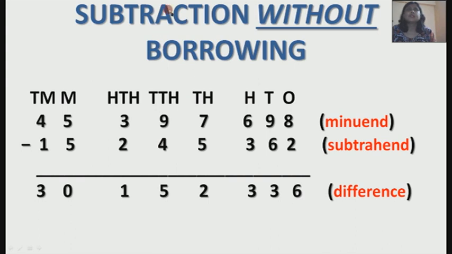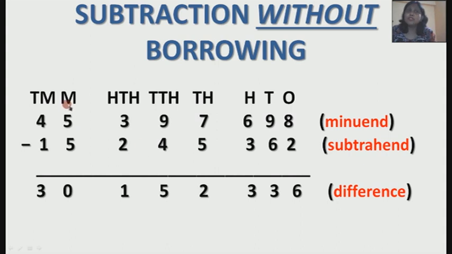We move on to subtraction without borrowing. We have already done this in class 3 and class 4. The only difference is in class 5 we have bigger numbers. So as you can see, the sum has been done here. Some very important points to remember.